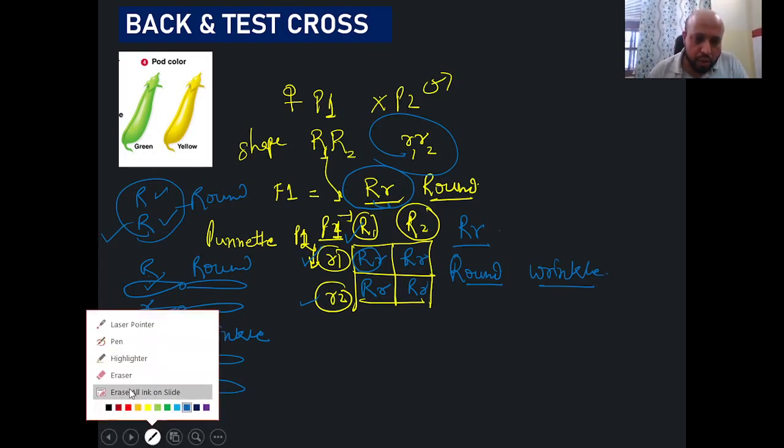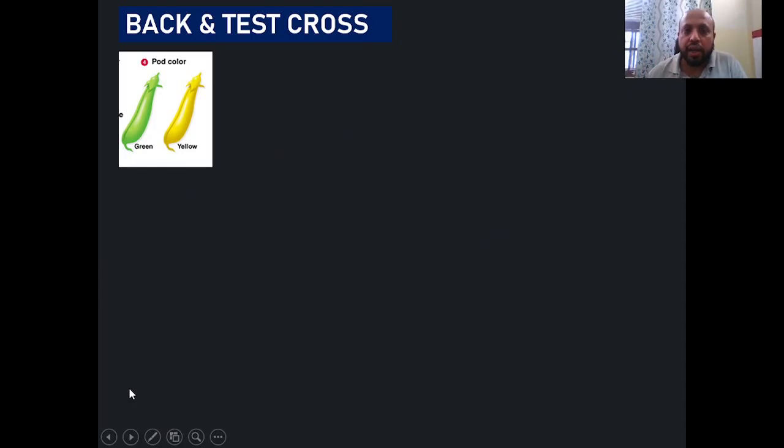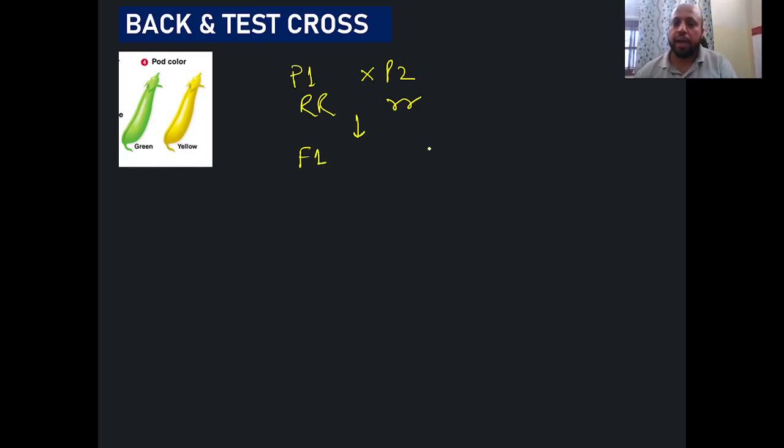Now let me erase all things to make you understand what is a back cross and what is a test cross. Okay, so again taking example P1 plant, P2 plant, let's say this is round, this is wrinkled. In F1 generation, all the plants will be capital R and small r. Whenever this F1 plant is crossed with either of the parents, that is P1 and P2, this type of cross is called a back cross.